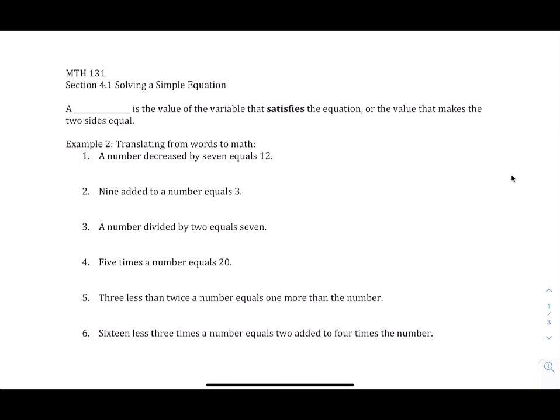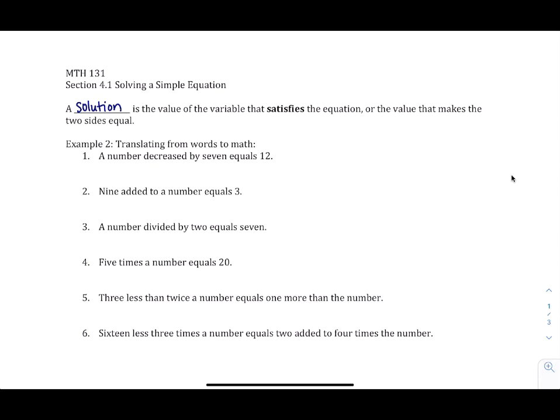An important word for us to have here is when we use the word solution, we're referring to the value of the variable that's going to satisfy the equation. That means that it's the value that makes the two sides equal.